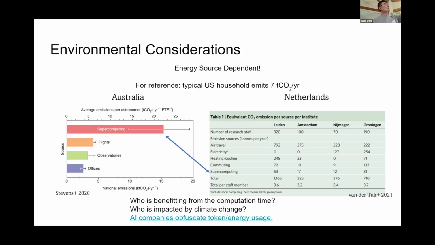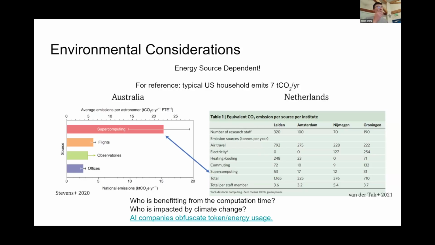It's a little bit confusing on the left plot. This is done per person. The right plot is done per institute. So the numbers are a little hard to compare, but I want to draw you to the supercomputing bar. The supercomputing bar is how much computing time people are using for astronomy tasks. It's like you running your simulations, running your data analysis scripts, all those things. You can see in Australia they're averaging like 22 tons of CO2 emission per year per astronomer. For context, a typical U.S. household emits about 7 tons of CO2 per year.